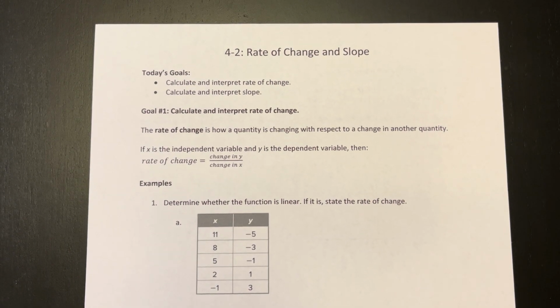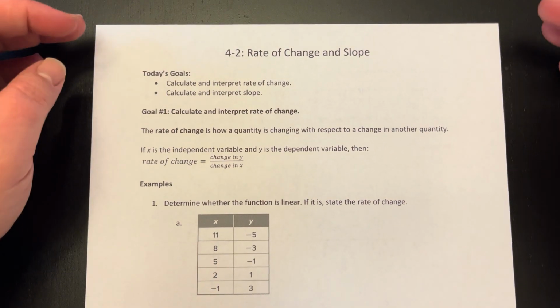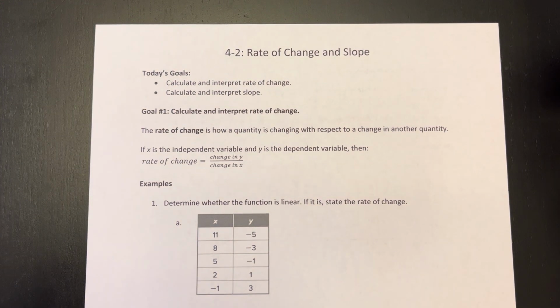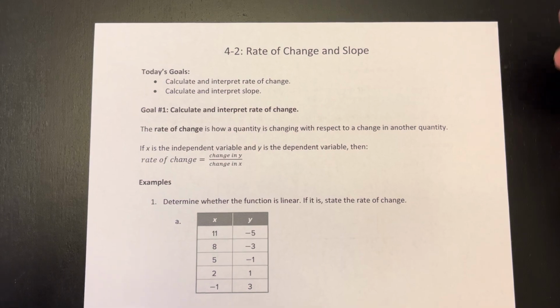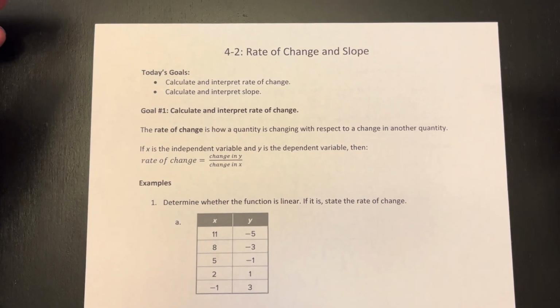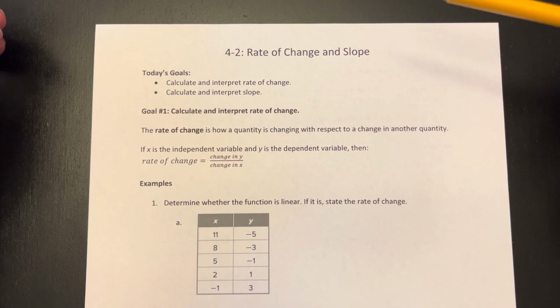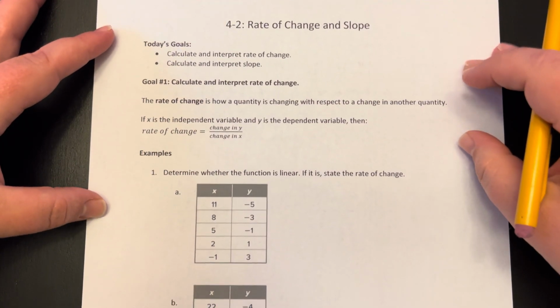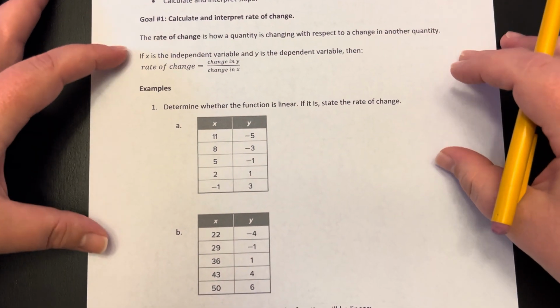Hey guys, in this video, we are going to be talking about rate of change and slope. We're a little familiar with this already when we've learned how to decide whether or not a table is linear, but we're going to take it one step further and actually calculate what the rate of change would be if the table is in fact linear. So goal number one, calculate and interpret the rate of change, okay?